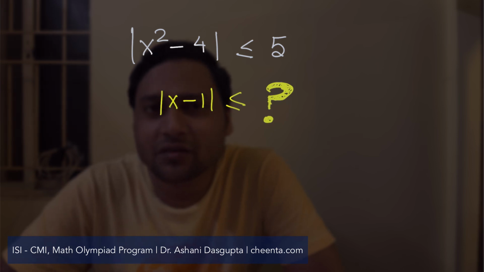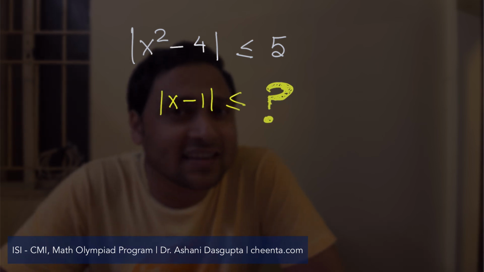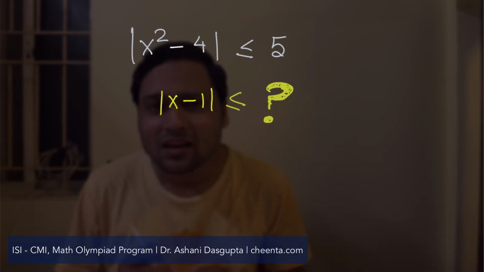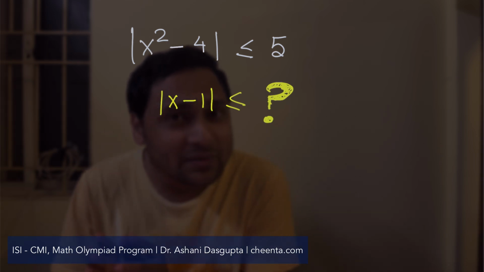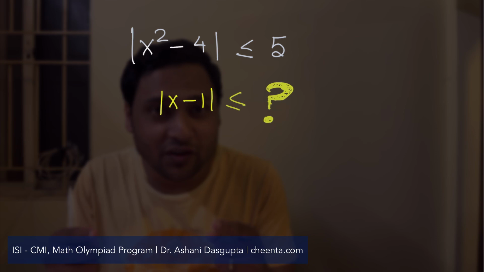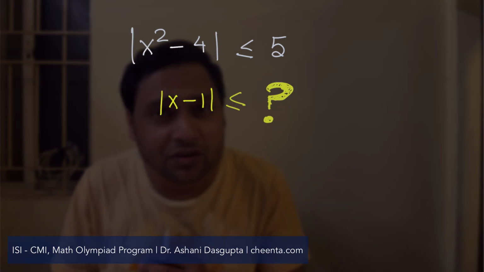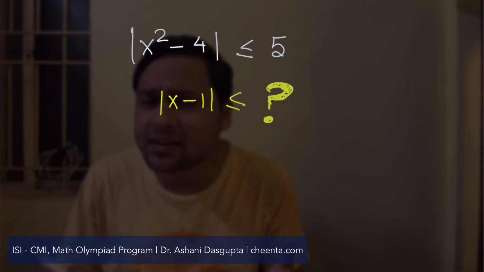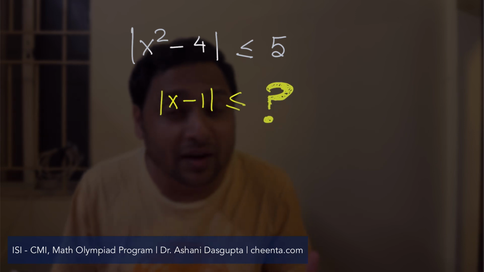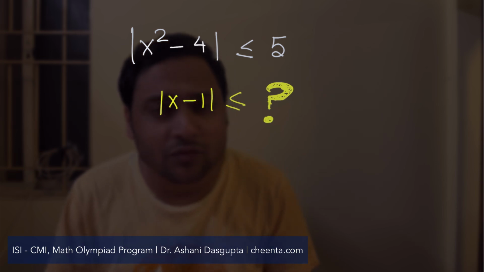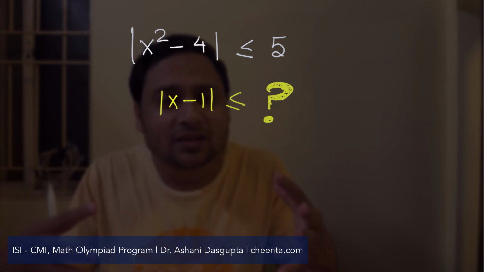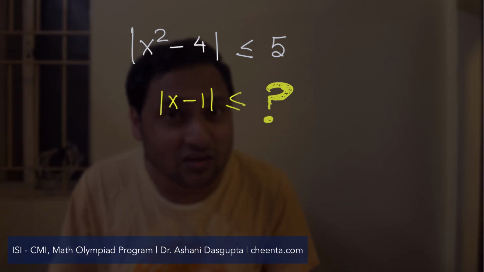In this particular video, we will talk about a problem from ISI BStat entrance. The reason we discuss this problem is we will look at this inequality problem from 2 points of view. The first one is algebraic and the second one is geometric. This is something that we often do in the Cheenta Math Olympiad program as well as the ISI-CMI Entrance program. You can check the link in the description for more details. We look at a problem from various angles to gain a better understanding of what's going on.